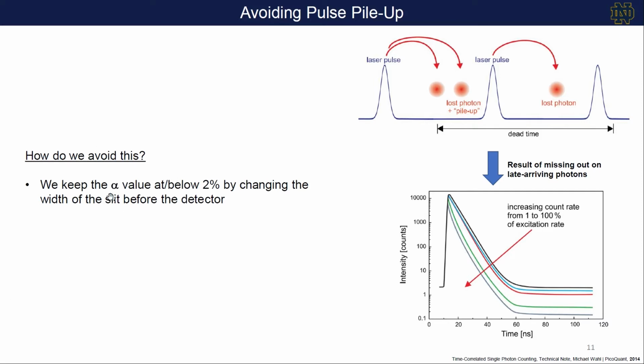So how do we actually avoid this? In our system, we keep the alpha value low by changing the slit width. We have slits right before our detector, and you can modify the slit opening to allow more or less light to the detector. There are other ways you could attenuate and lower this alpha value. You could add neutral density filters or an iris or something like that, but this is just what we typically use in our system. So that's pulse pileup.